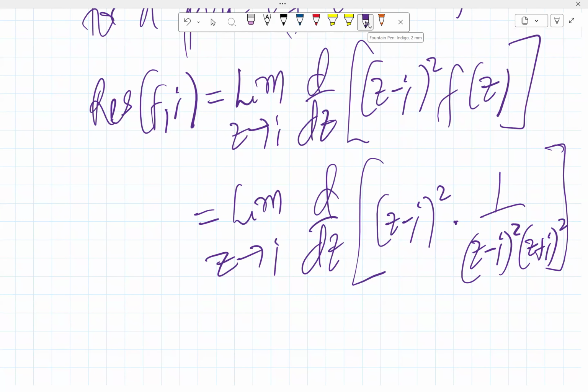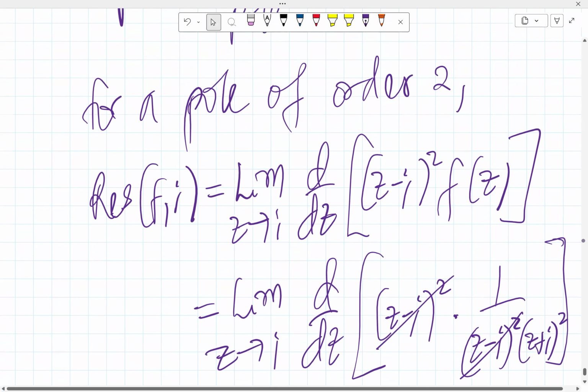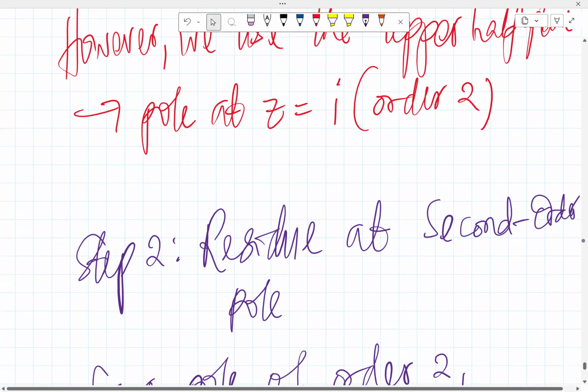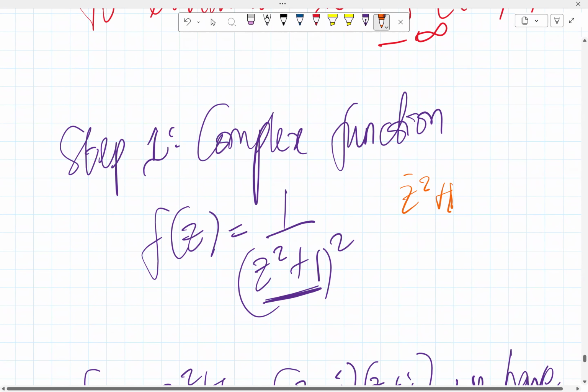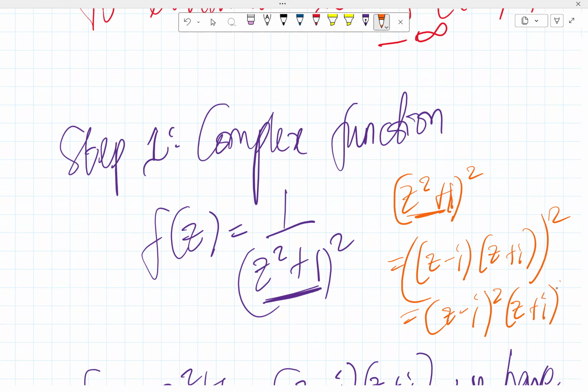In case that's confusing, what I'm basically saying is that we have z squared plus 1 all squared. Normally, when we factorize z squared plus 1, that's z minus I, z plus I. We've done that a lot, but everything is now squared. So we have z minus I squared, z plus I squared. This is where we got our 1 from, so we'll multiply by this again. So that's what we have.